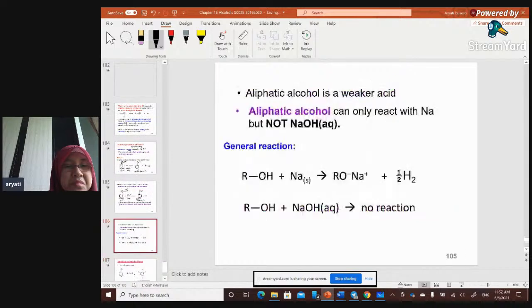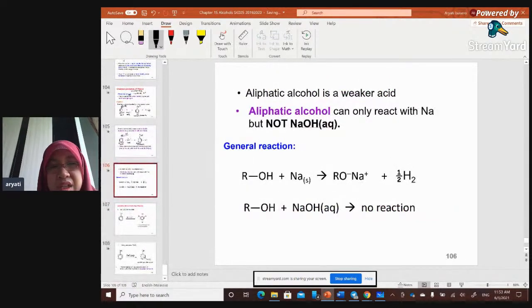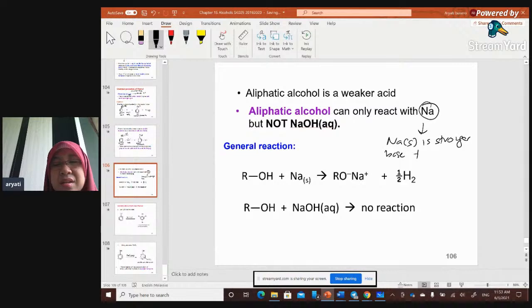Okay. So since phenol is stronger acid than alcohol, phenol can react with both sodium and NaOH aqueous. So aliphatic alcohol is a weaker acid. Aliphatic alcohol can only react with sodium but not NaOH because sodium metal in solid is the strongest base, stronger than NaOH aqueous. So NaOH aqueous also strong base, tapi kalau diikut kereaktifan dia less reaktif sebab kita dah rendahkan kereaktifan dia dengan cara larutkan dia dalam air.